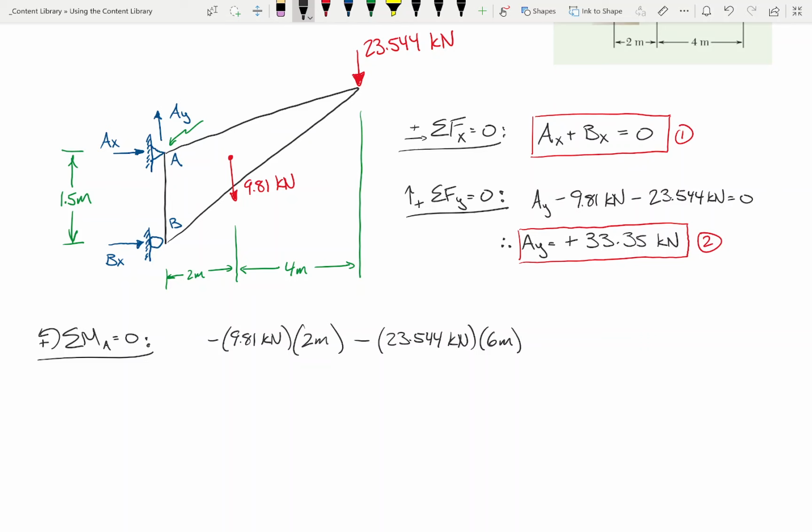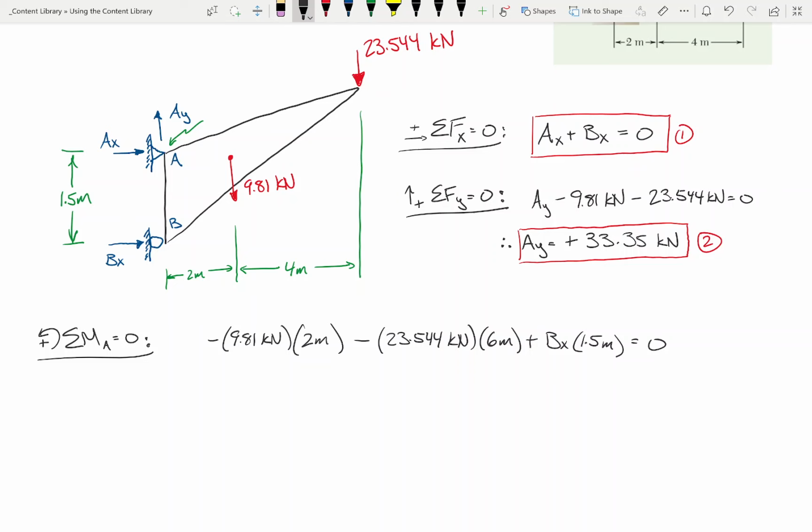Finally, Bx. In what manner is Bx going to rotate point A? Well, if here's Bx, it's going to rotate it like that. So that's going to be a counterclockwise rotation, so that's going to be a positive Bx. And the moment arm is, again, from the line of action to A, the shortest distance, that's going to be 1.5 meters. And that equals 0. So now we just got to do a little bit of arithmetic.